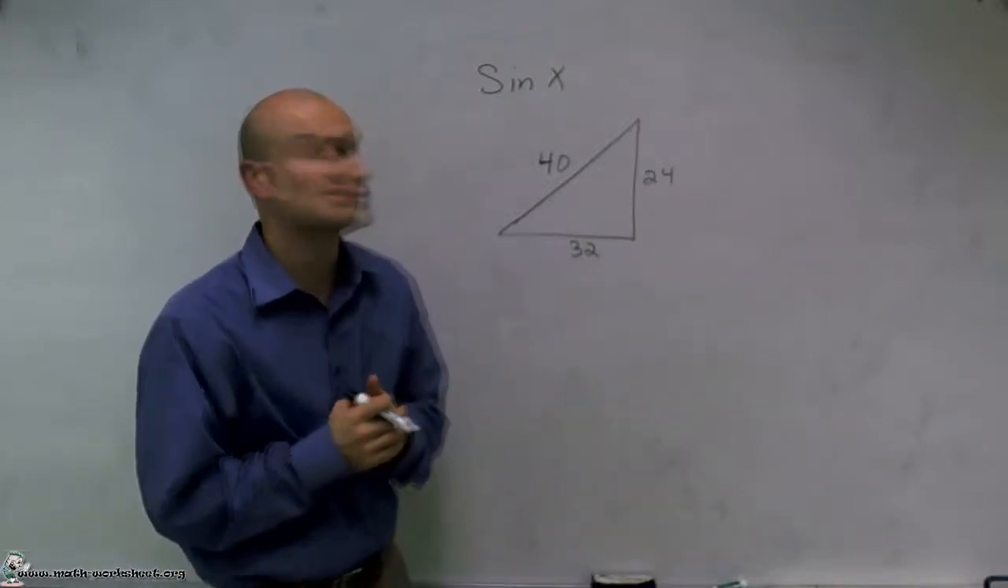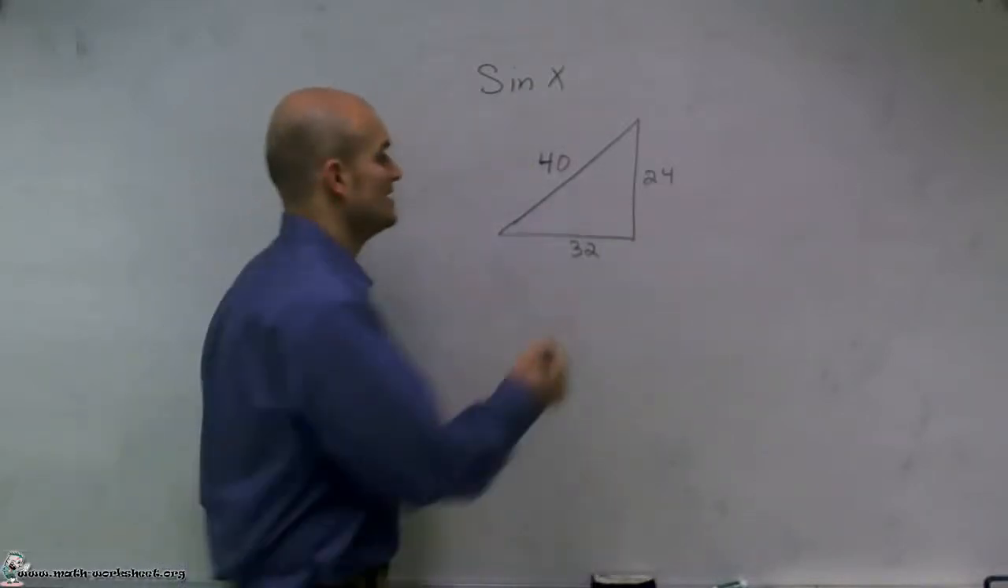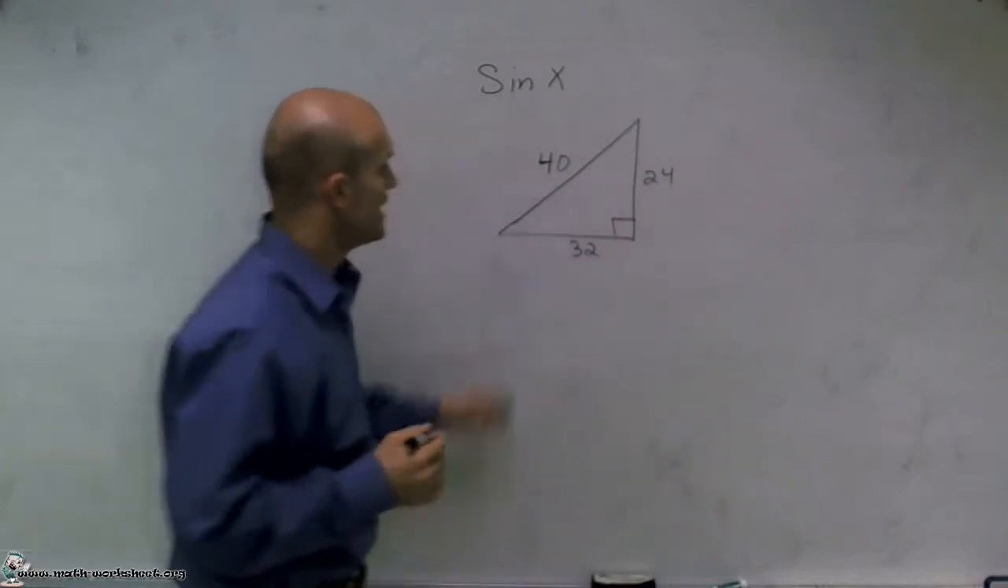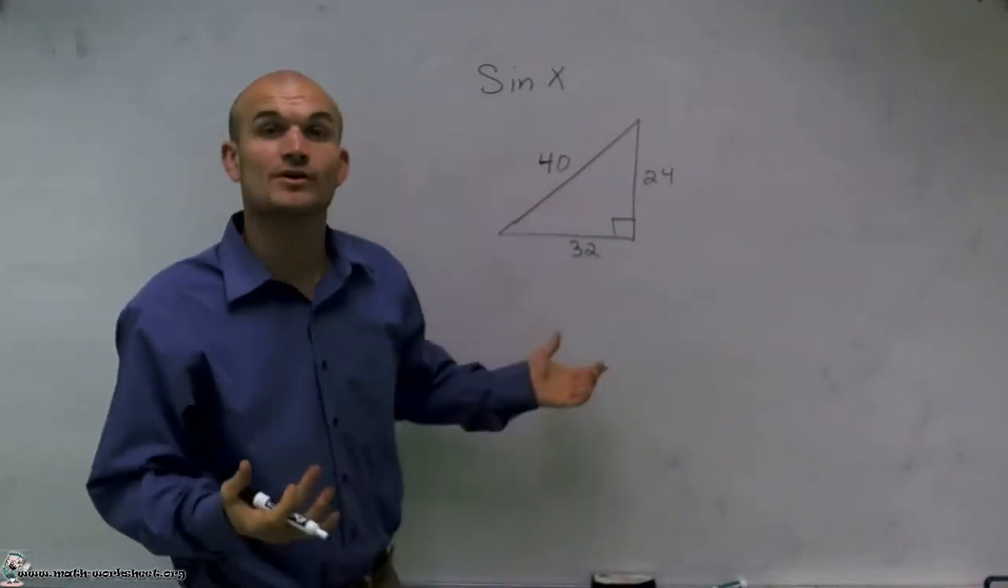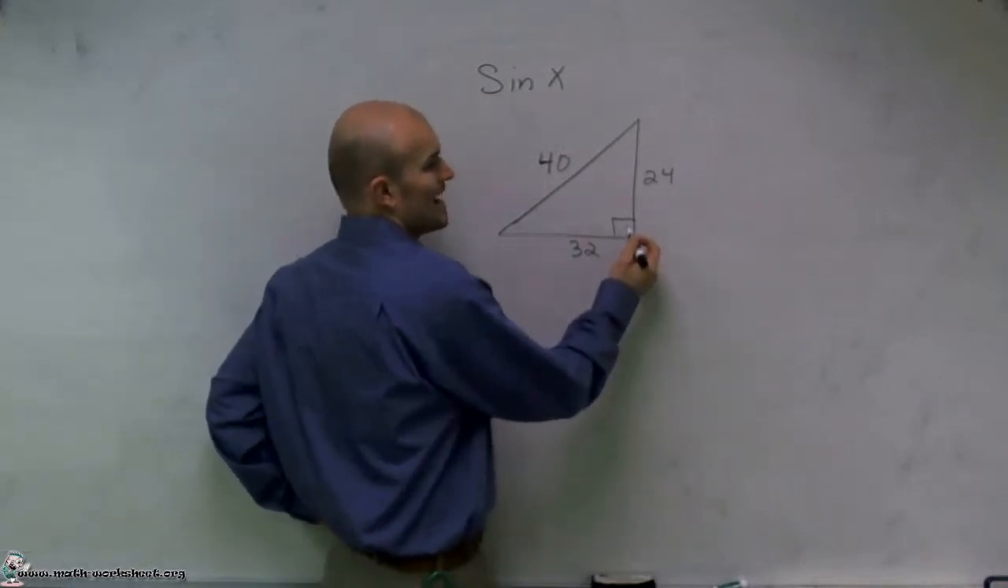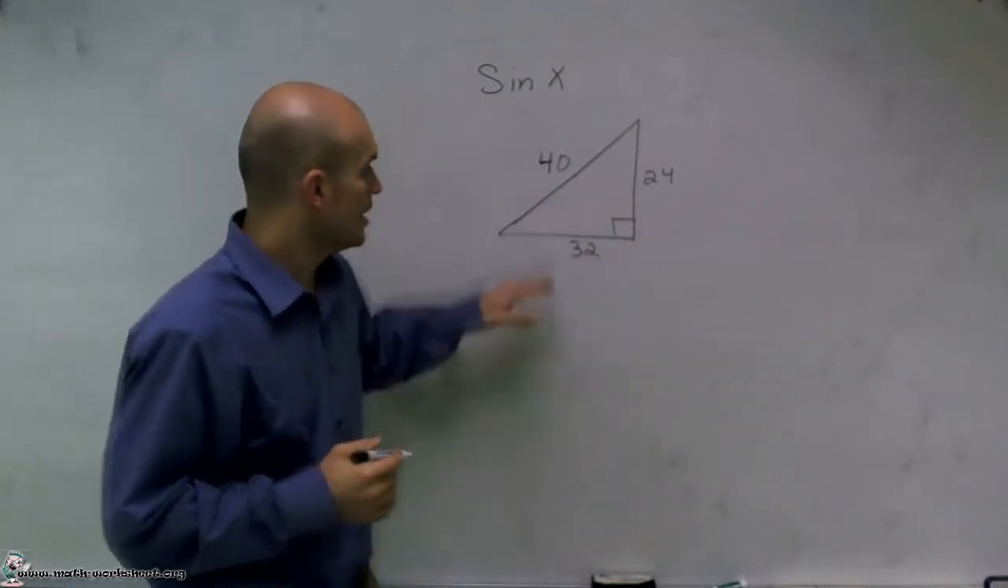Welcome everybody. What I want to do is show you how to find the sine of x when given a right triangle. We have the three lengths of our triangle, and our hypotenuse is 40. The reason I know it's the hypotenuse is because it's directly opposite my 90-degree angle.